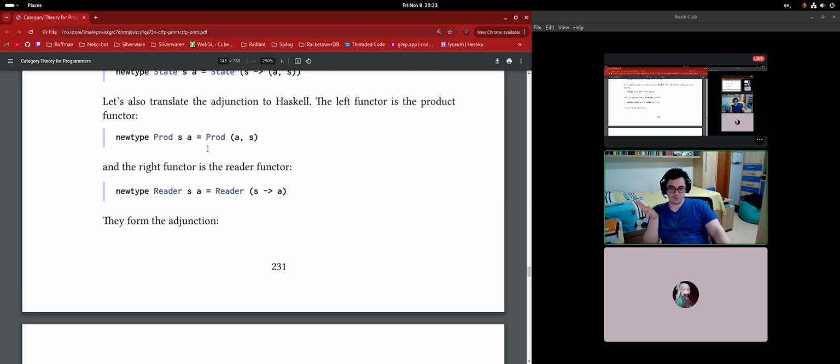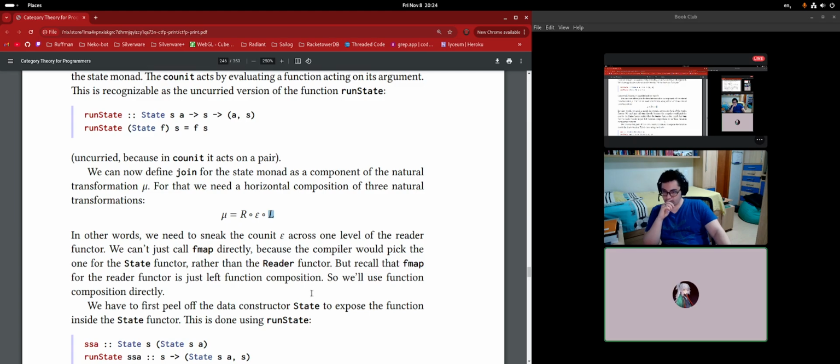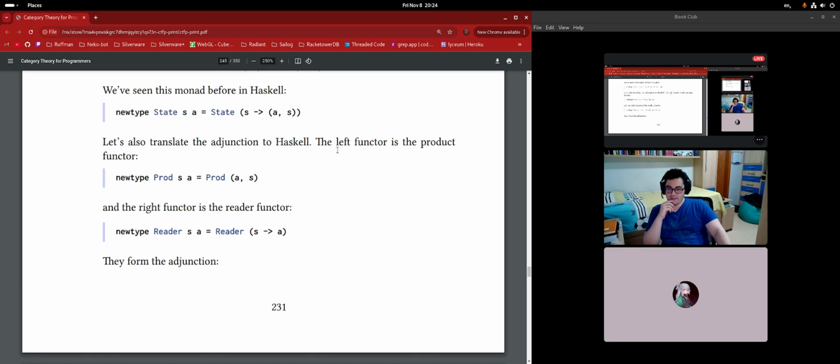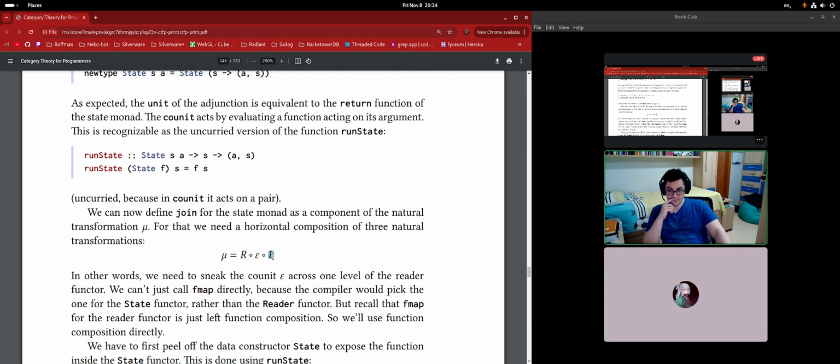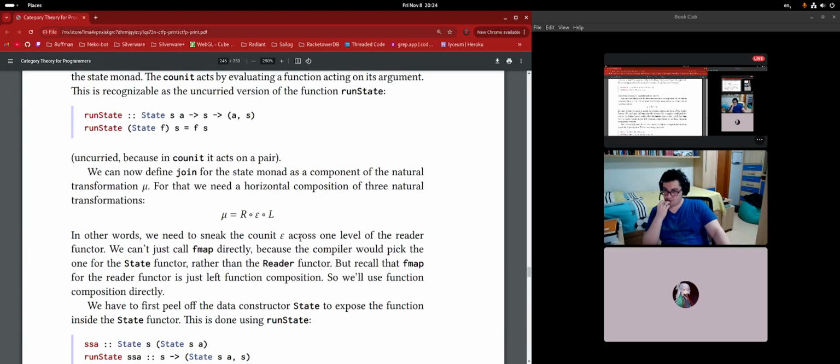So there's no real relationship between this thing and this thing. I'm trying to understand, because it says the left functor is the product functor, but this is a type. And then we are trying to identify this as a functor. Which part of the code represents the L? We established that it is this thing, but this thing is this type, and this has nothing to do with product, right? Which part is the L? Well, run state takes a state.